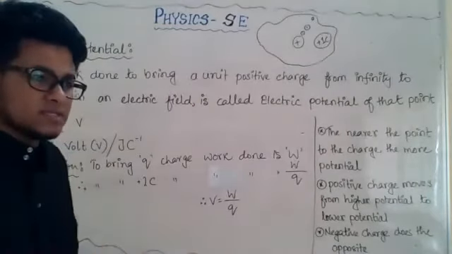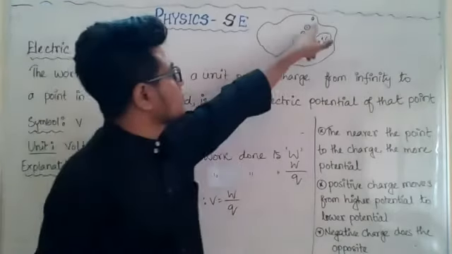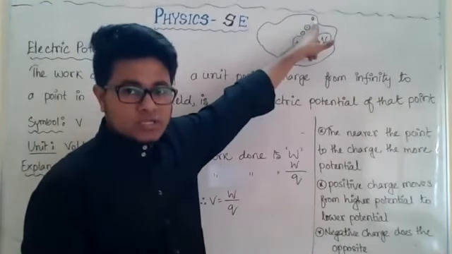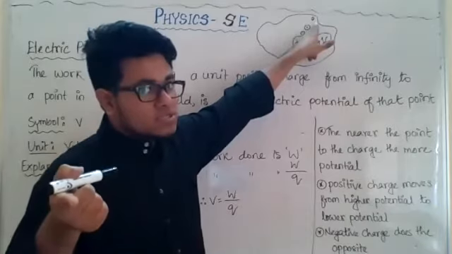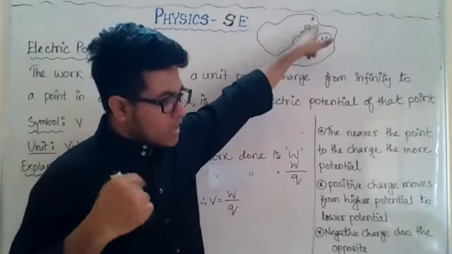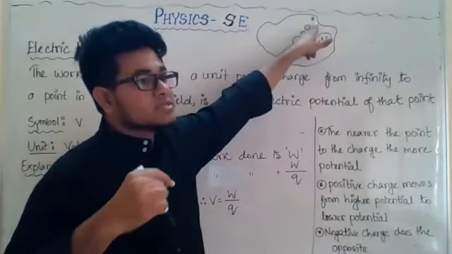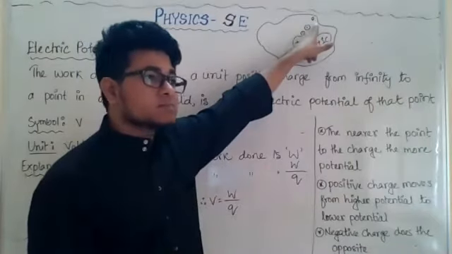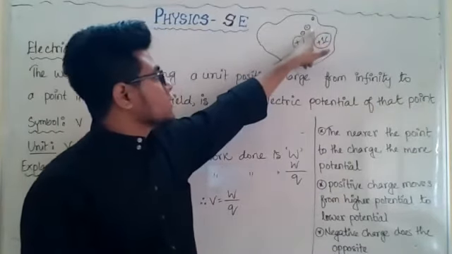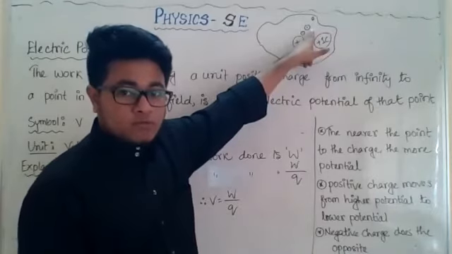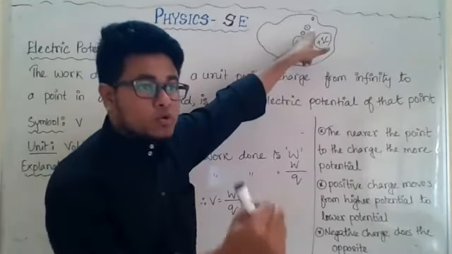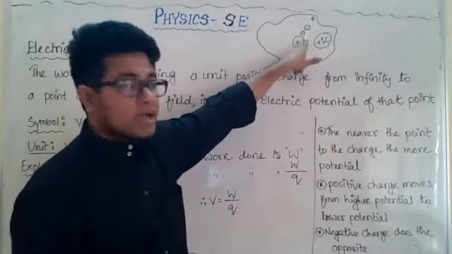So can I say this one? As I am doing less amount of work to bring the charge here, this point has lower potential. Because I am doing less amount of work, so less amount of potential will be stored. Here I'm doing a little bit more amount of work, so a little bit more potential will be there. And here I'm bringing more.